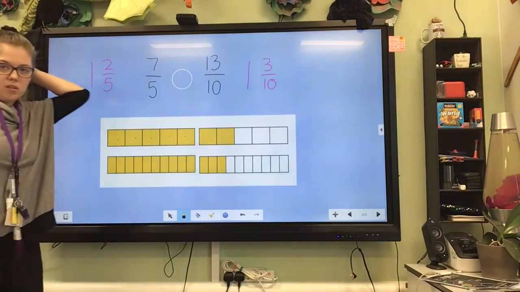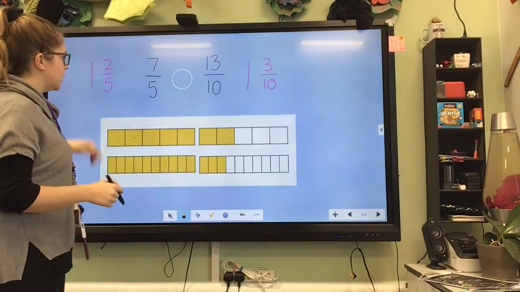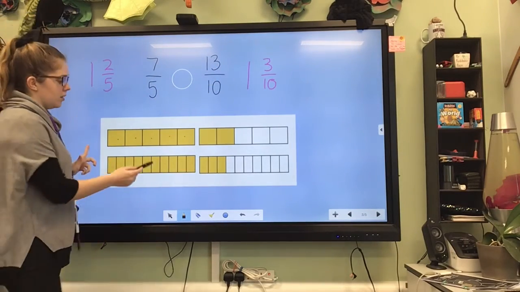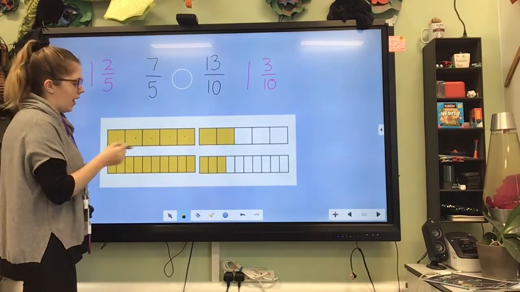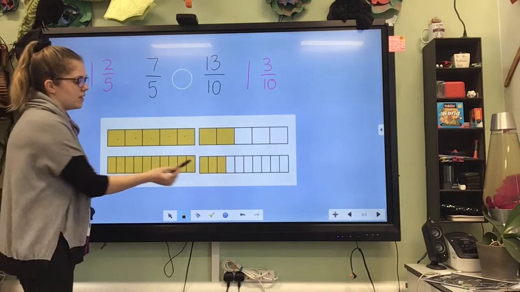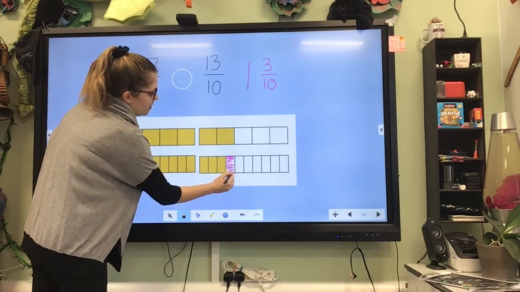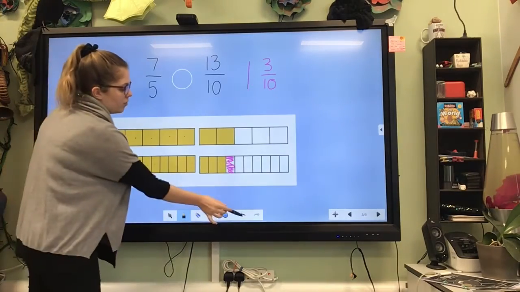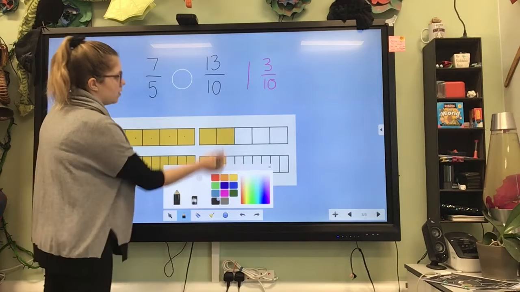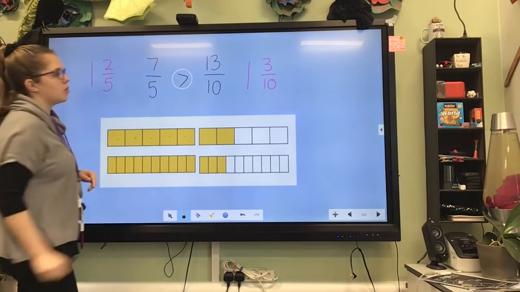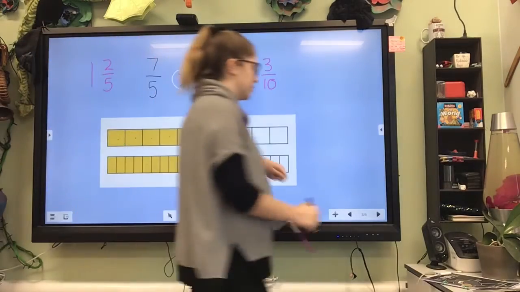Just to keep our brains in gear with our converting that we did last week as well. But the picture also helps us to see that 7/5 is greater than 13/10 because we would need to have an extra tenth on the bottom row for them to be equal. So clearly 7/5 is the bigger fraction, and we would represent that like so. Are you with me so far?